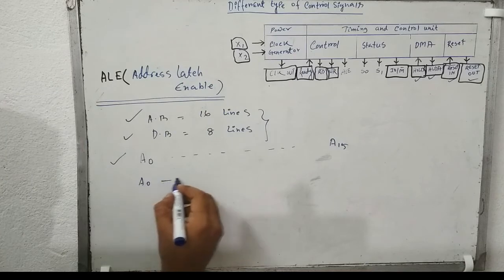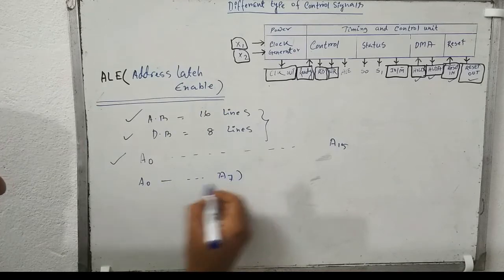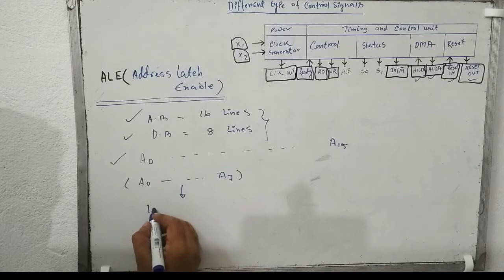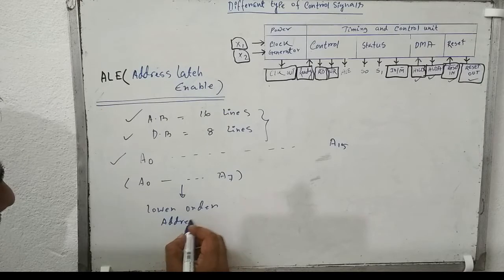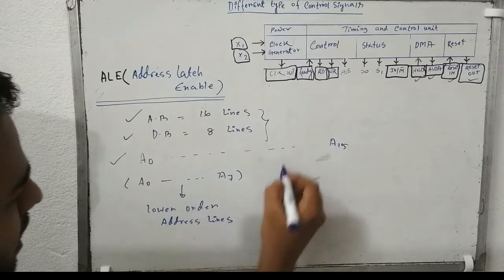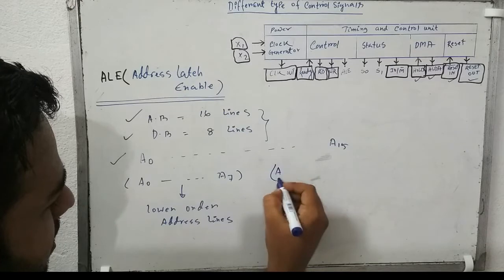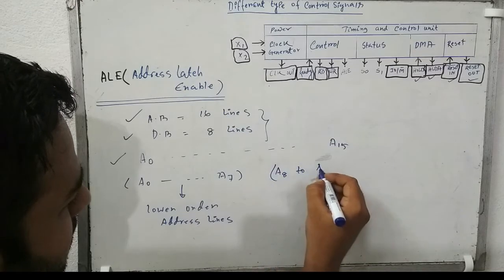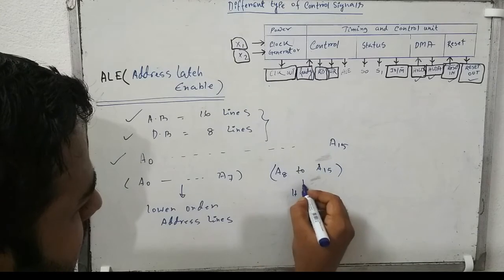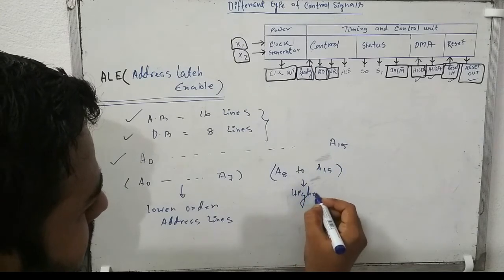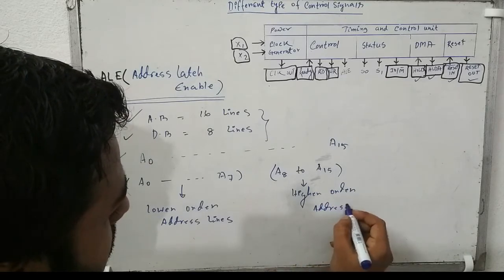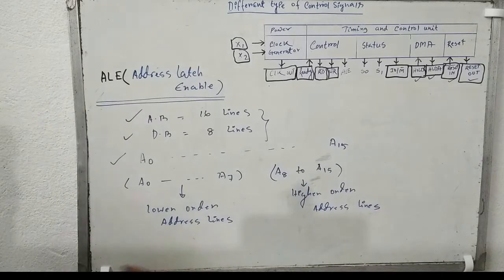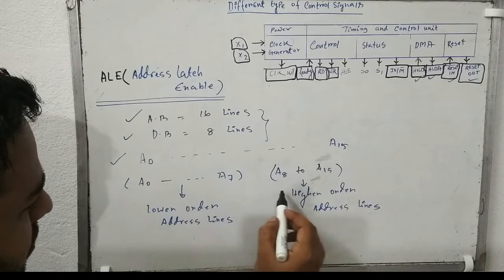One is A0 to A7, which is the lower order address line, and the rest, A8 to A15, is called the higher order address lines. Lower order address lines and higher order address lines, that you can see over here.